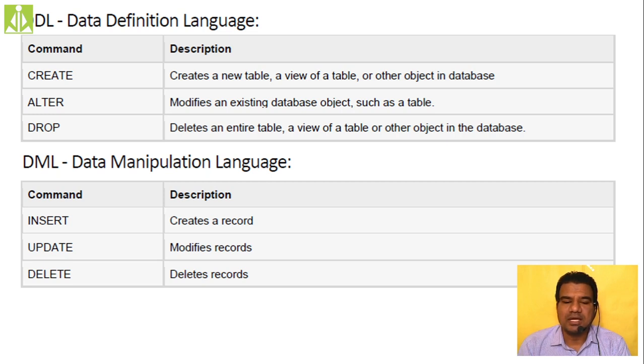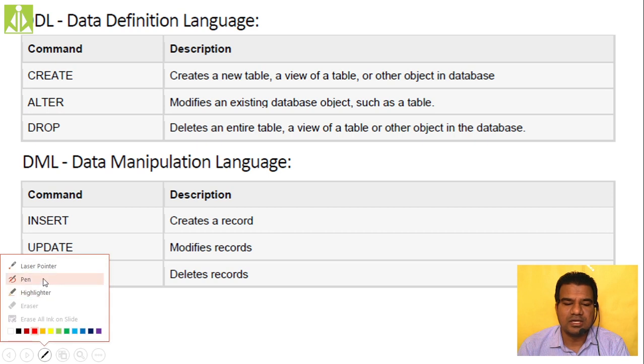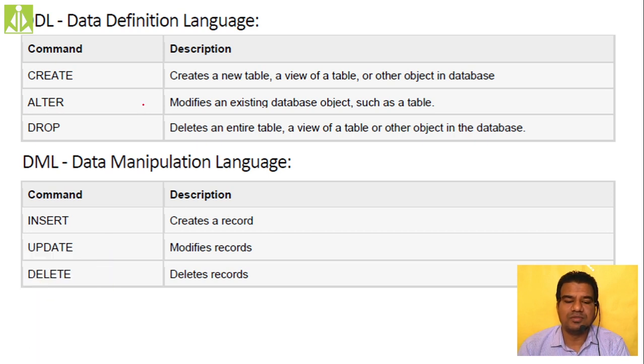So DDL, data definition language commands, your create command, your alter, your drop, these three commands come under data definition language commands. Then we also have data manipulation language, that is insert, update, and delete. So inside a table, whatever records we are having, to manipulate those records, to insert records, update records, delete records, we use these insert, update, and delete commands. So they are data manipulation commands.